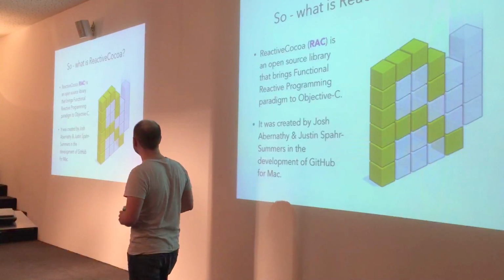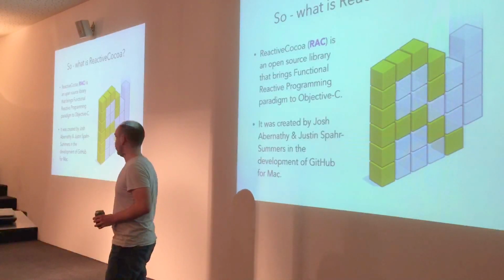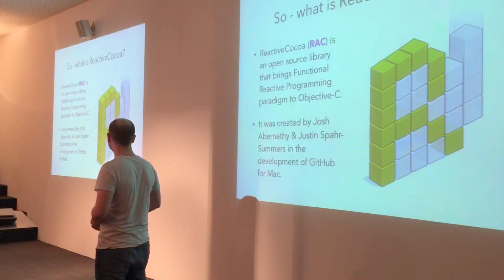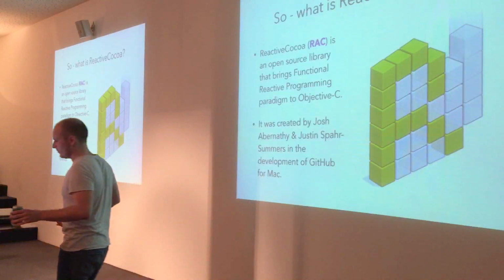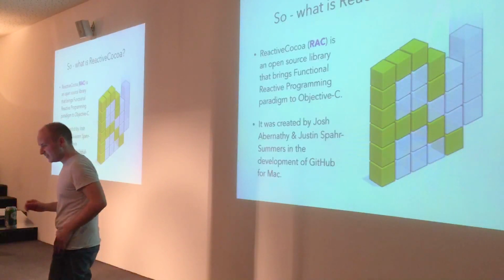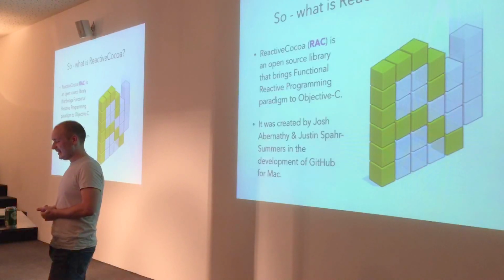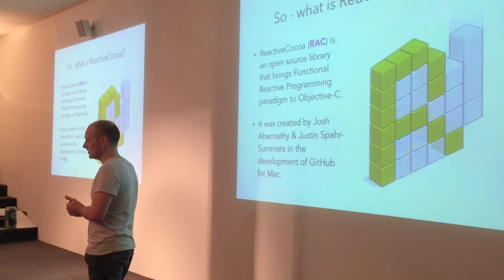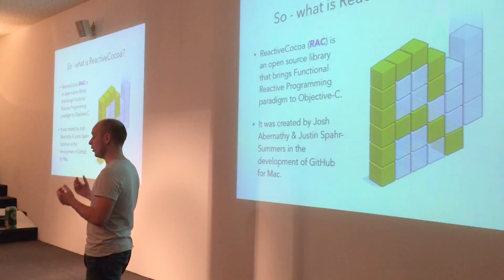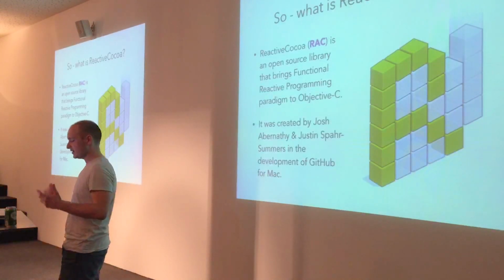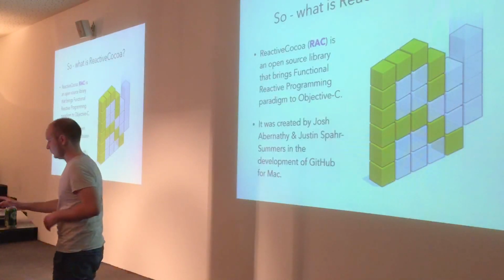It's an open source library that brings functional reactive programming to Objective-C and to Swift with version 3. It was created by Josh Abernathy and Justin Spahr-Summers while they were developing GitHub for Mac. Like you do, you come up with this new library. And it combines functional aspects such as telling the computer what to do and not how to do it, and passing functions and blocks as objects, and the reactive aspects of reacting to changes and having data flows.